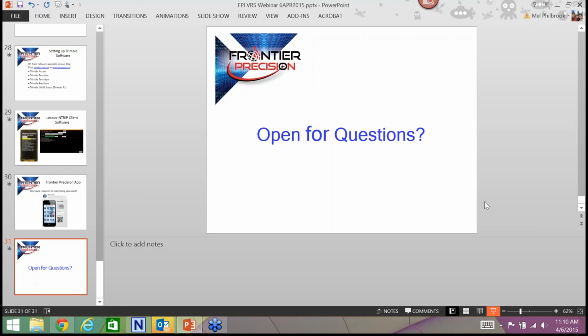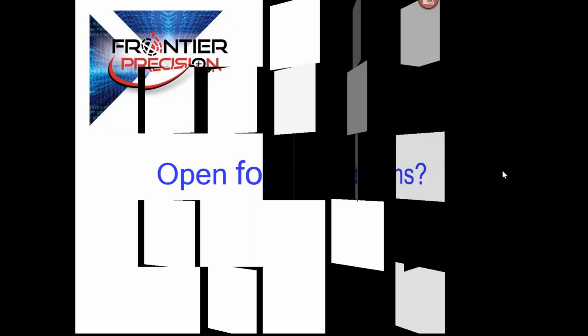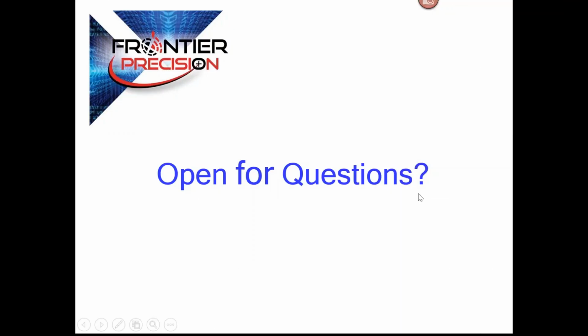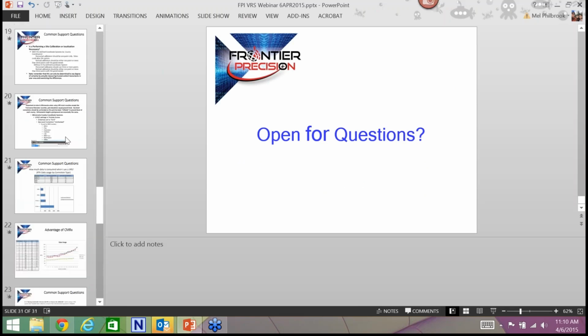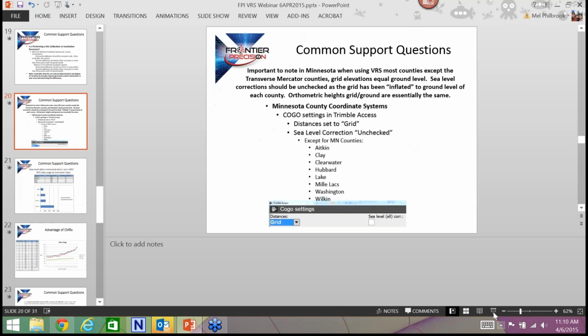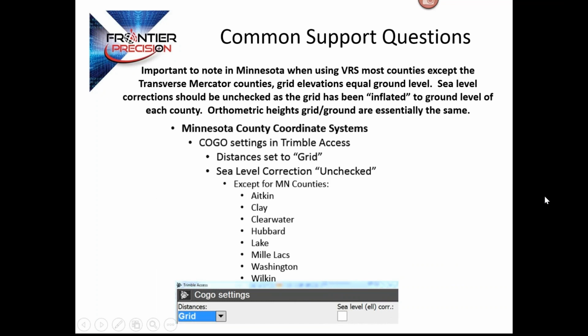Can you go back up to the sea level correction slide? Sure. I have one last question in regards to explaining the COGO settings again for sea level correction. And this is very important when choosing the Minnesota County coordinate systems. In every county coordinate system, our suggestion is grid as your COGO distances and sea level correction or the ellipsoid correction unchecked.